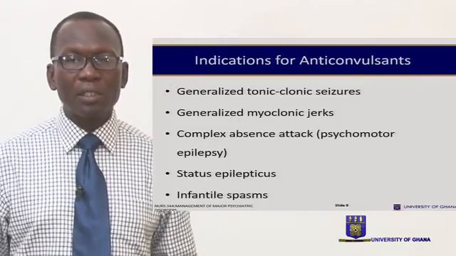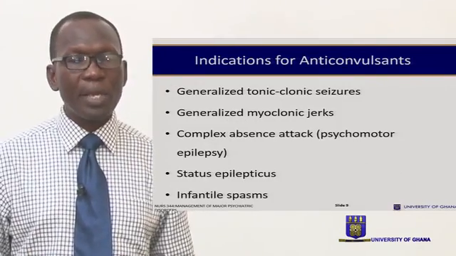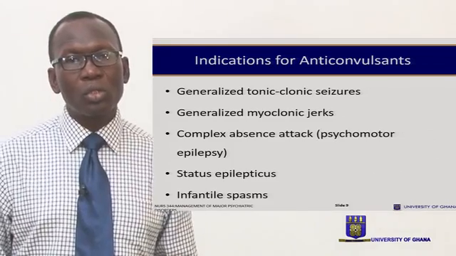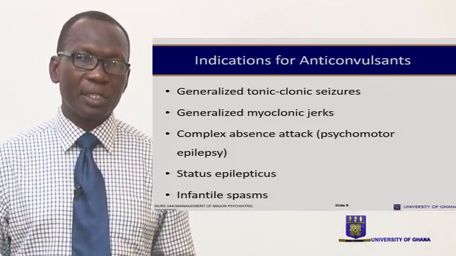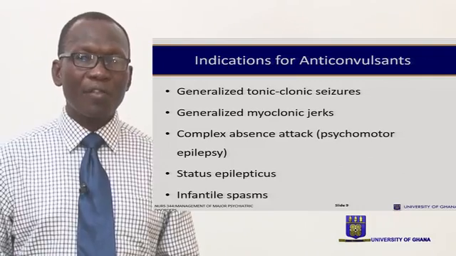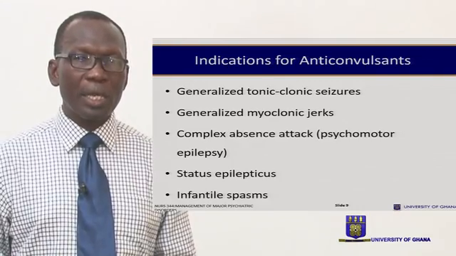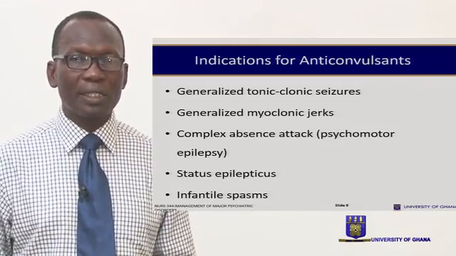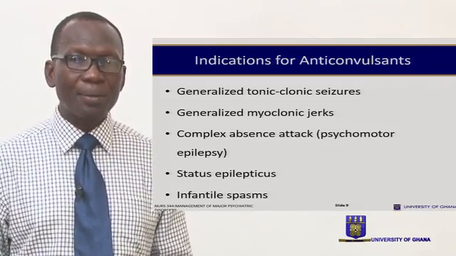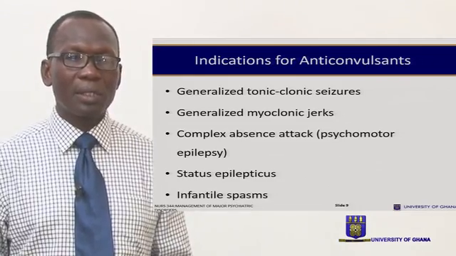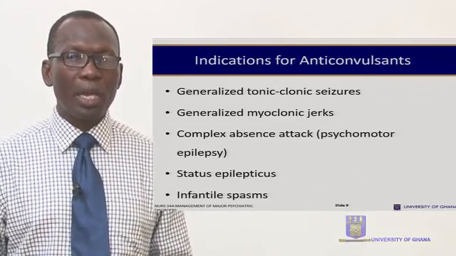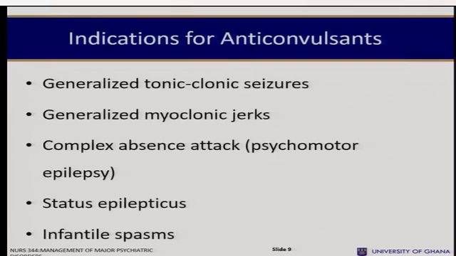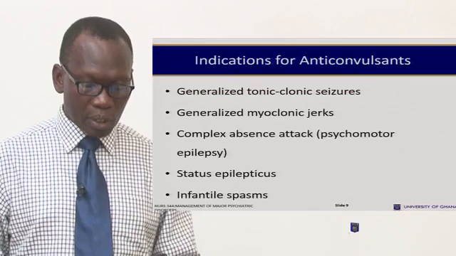The indications for anticonvulsants may include generalized tonic-clonic seizures. We can also use them where the patient has generalized myoclonic jerks and complex absence seizures, for example, psychomotor epilepsy. We can use them also in status epilepticus as well as in infantile spasms.